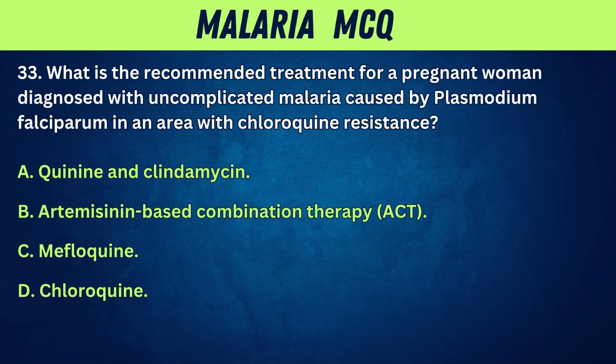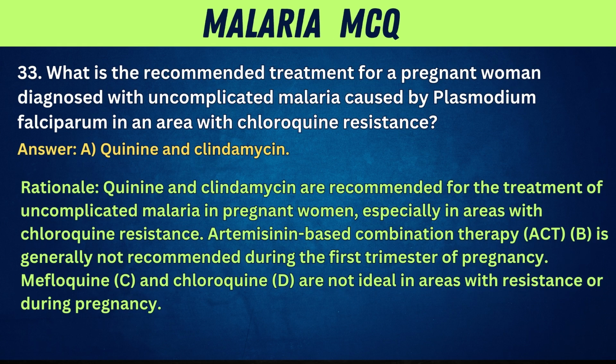33. What is the recommended treatment for a pregnant woman diagnosed with uncomplicated malaria caused by Plasmodium falciparum in an area with chloroquine resistance? A. Quinine and clindamycin. B. Artemisinin-based combination therapy, ACT. C. Mefloquine. D. Chloroquine. Answer: A.